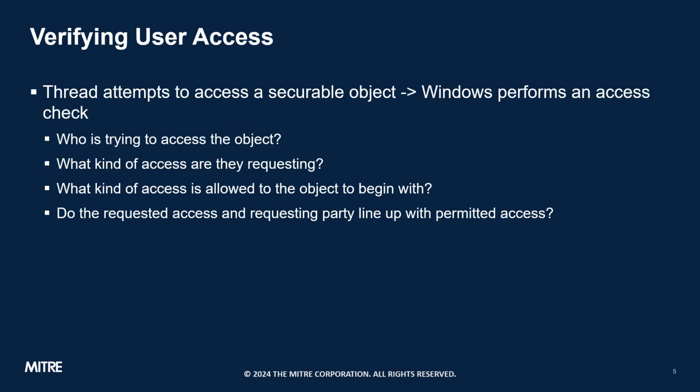When a thread tries to access a secureable object, Windows will perform an access check. This check aims to answer the following questions. Who is requesting access? What kind of access is being requested? What kind of access is allowed to the object? Do the requested access and permitted access line up?